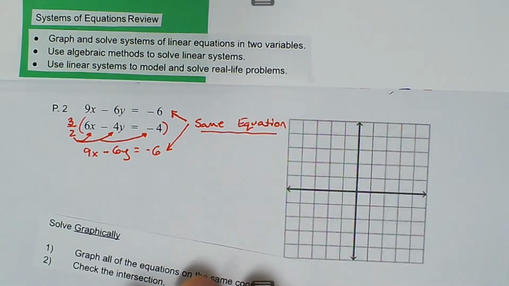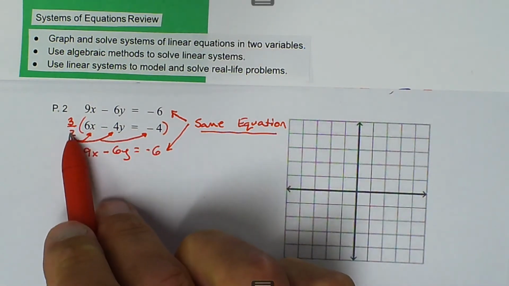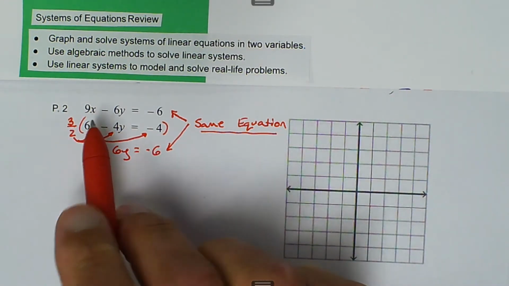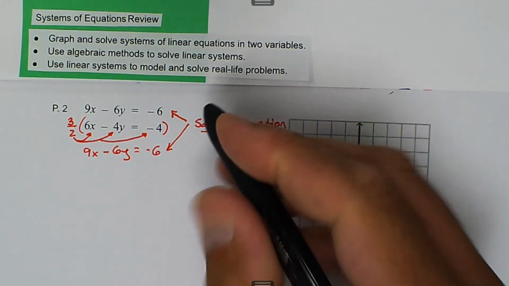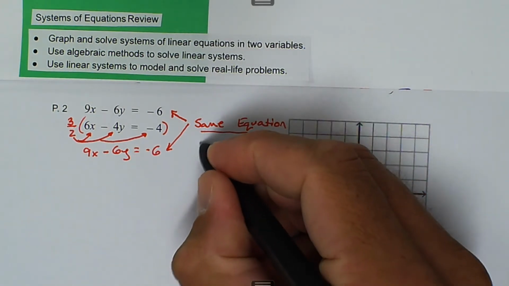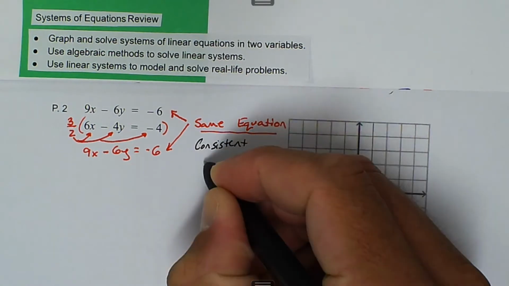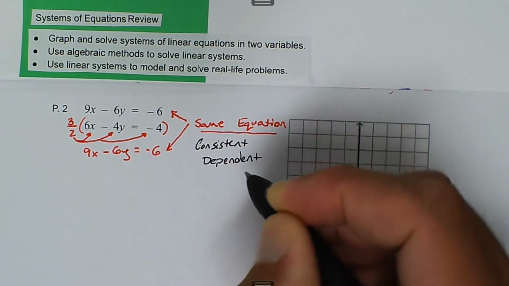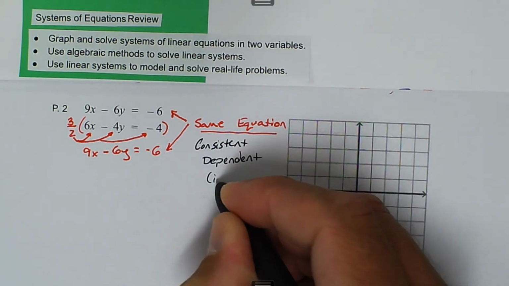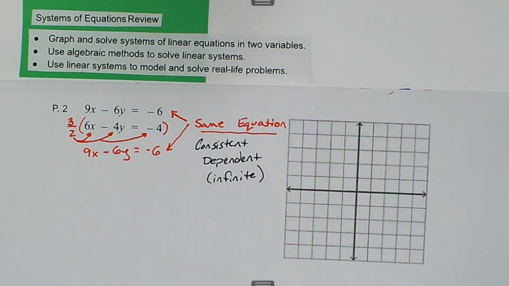So if they're the same equation, you can have a scale factor, and in this case, this is a scale factor of 3/2 in order to get to this one. So if they're the same equation, then they are consistent dependent. And in this case, that is infinite solutions. We still have to be able to graph it.